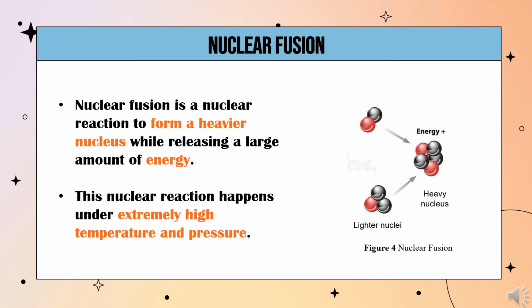We come to the third nuclear reaction, which is nuclear fusion. Nuclear fusion is a nuclear reaction to form a heavier nucleus while releasing a large amount of energy. This nuclear reaction happens under extremely high temperature and pressure. Figure 4 shows that in nuclear fusion, two lighter nuclei will combine or fuse to form a heavy nucleus and release a large amount of energy.